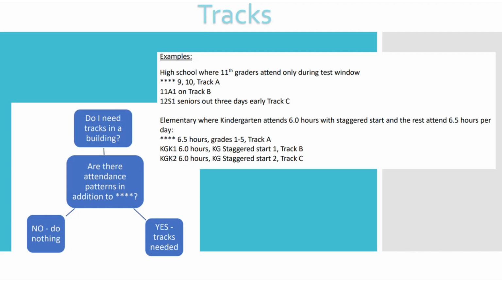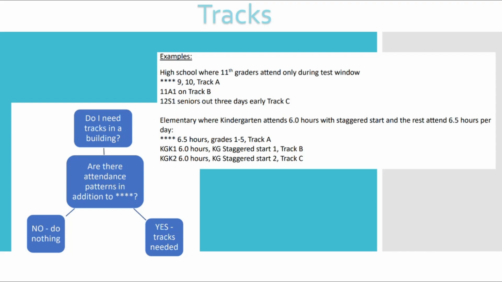I always suggest starting with the attendance patterns. If you have two attendance patterns, you should probably have a track for each of those attendance patterns. That's the simplest way. There could be some instances within those attendance patterns where you may determine you need more than that. So at the end of the day, my EMIS recommendation is 1 track per attendance pattern per building.